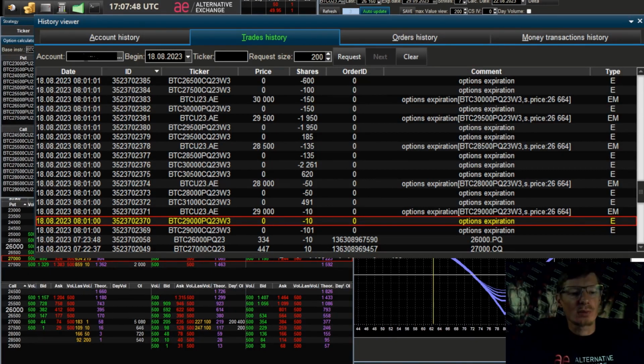Delivery occurs in weekly and monthly series of options. But the quarterly series has one peculiarity. There will also be delivery, but since the expiration of options and futures happens at the same time, the options will be delivered first, and then the futures will expire.